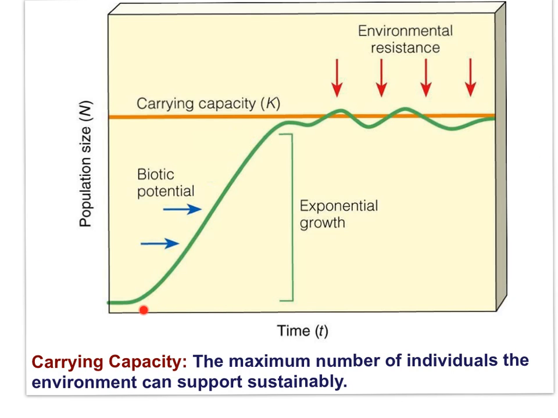Through this time period, biotic potential is very high because resources are effectively unlimited due to the small numbers of individuals in the population. But at a certain point in time, a certain population size, various limiting factors cause the rate of growth to decline as the population approaches carrying capacity. At carrying capacity, the rate of growth approximates 0.